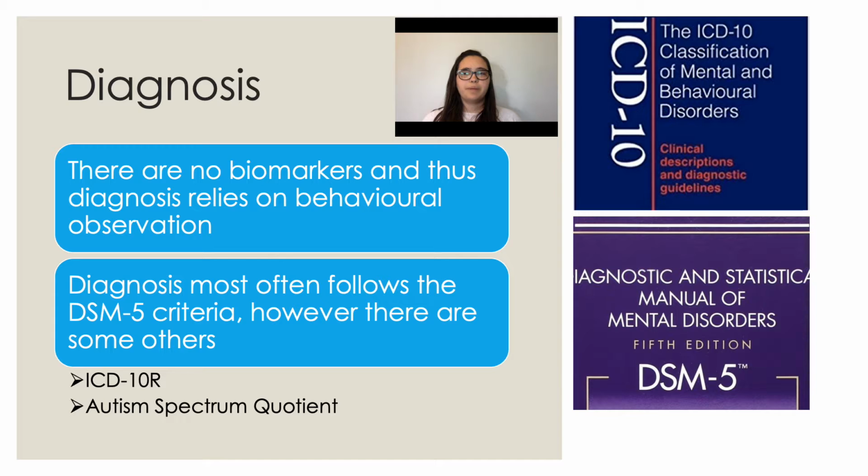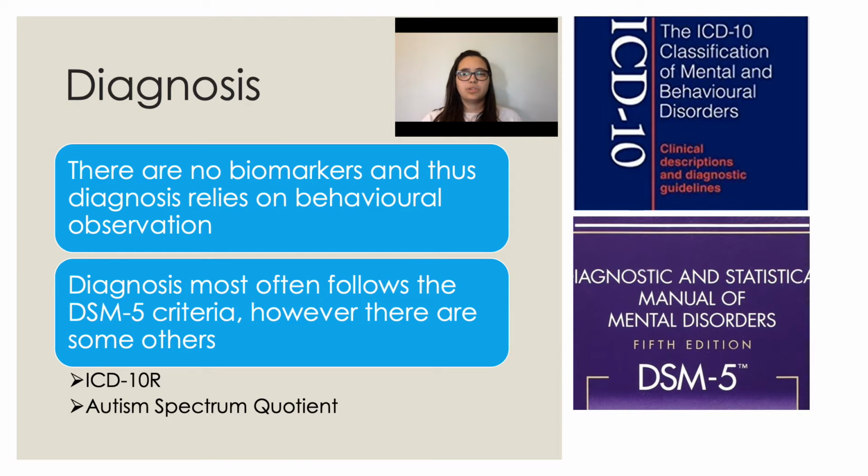Since there are no known biomarkers for ASD, diagnosis relies on behavioral observations. Most commonly, diagnosis of ASD is based off of the Diagnostic and Statistical Manual of Mental Disorders, 5th edition, also known as the DSM-5. In order to be diagnosed, the person must have shown a specific set of symptoms. They must show all symptoms in the social communication and interaction domain, which includes difficulties reciprocating social or emotional interaction, difficulties maintaining relationships, and nonverbal communication difficulties.